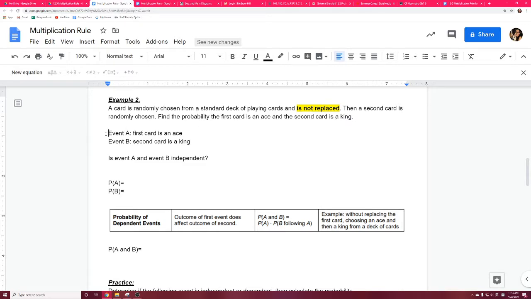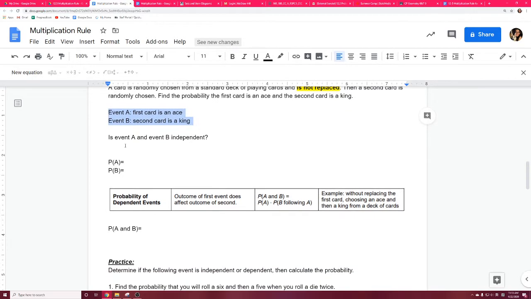Again, we define events A and B the same way, and then they ask you, are events A and B independent? Over here, I will say it's not independent, because they can influence each other. The first draw affects the second draw.